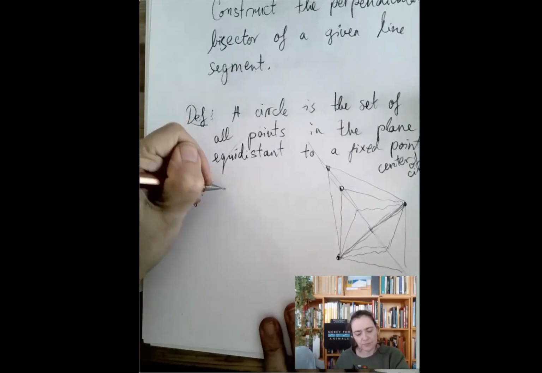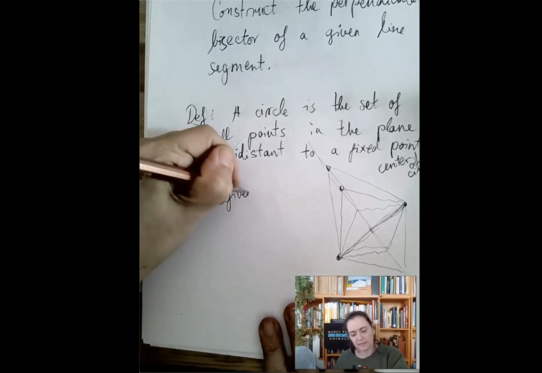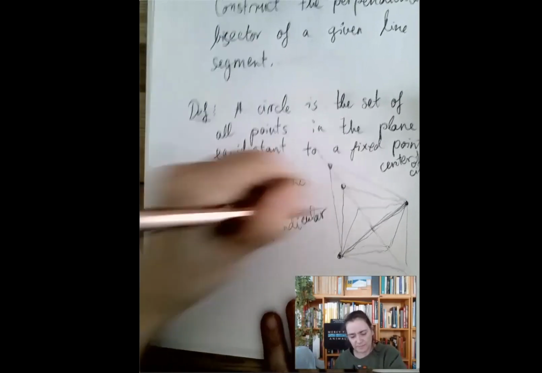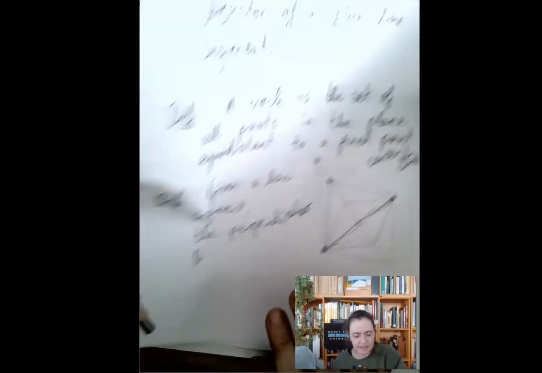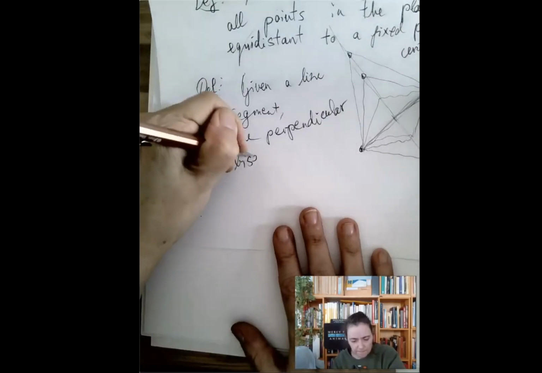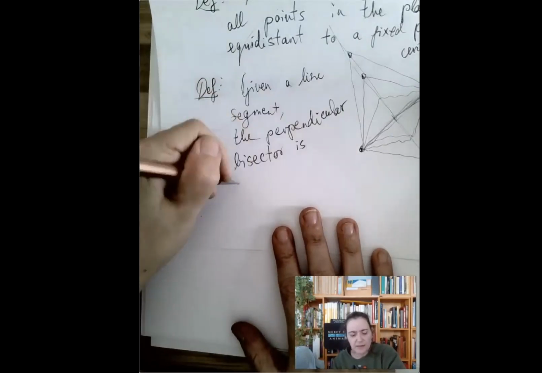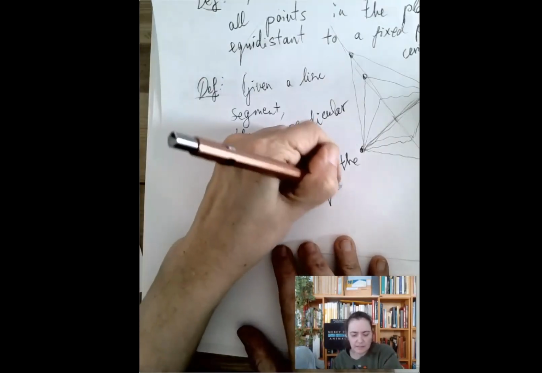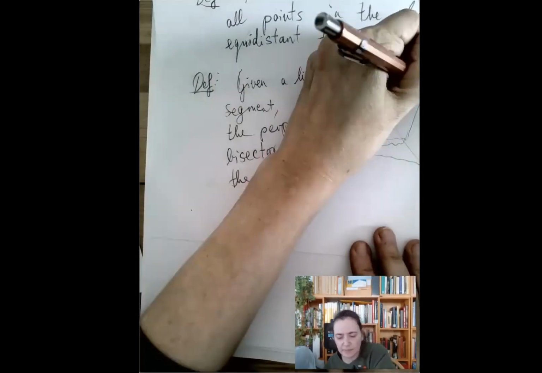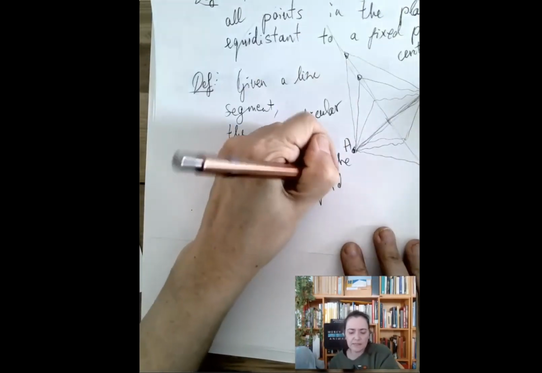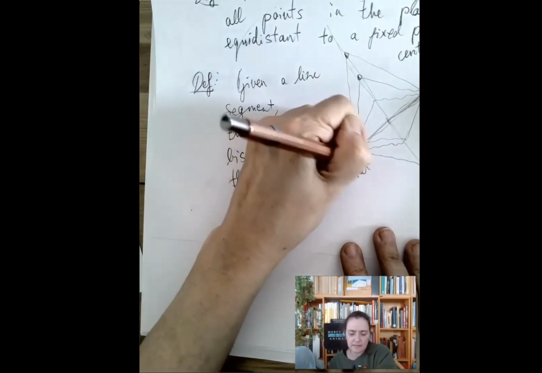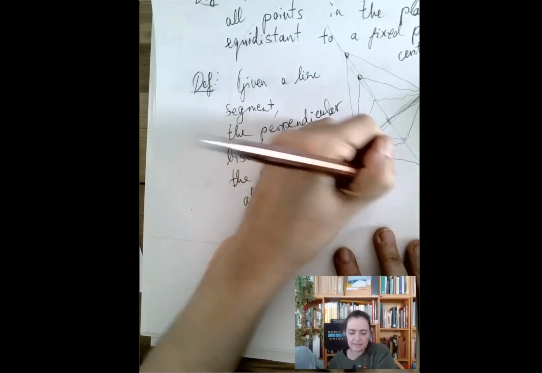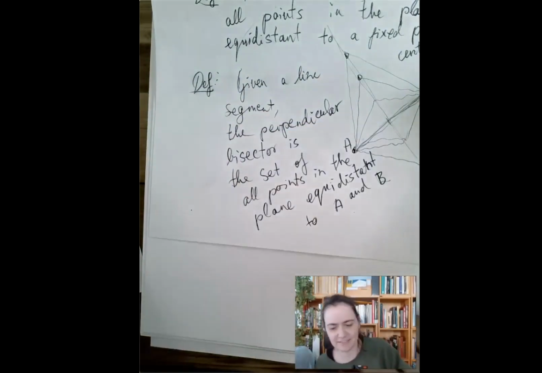So given a line segment, the perpendicular bisector, although it's perpendicular, that's not a defining property, is the set of all points in the plane equidistant to the endpoints of the line segment. Equidistant to A and B. All right. Now for some fun.